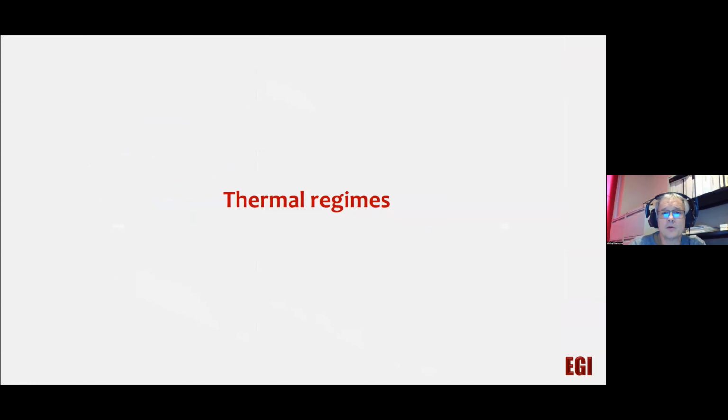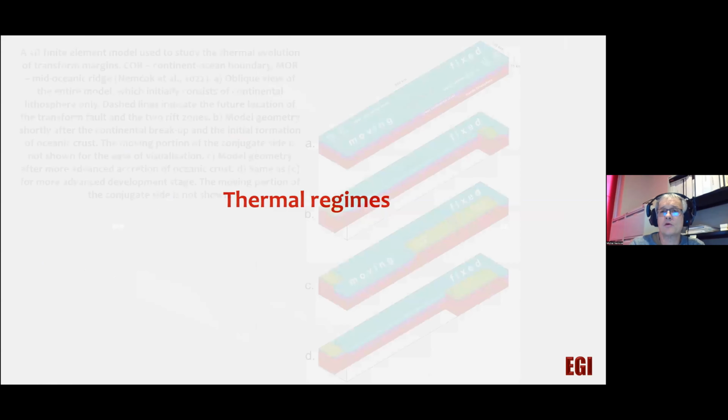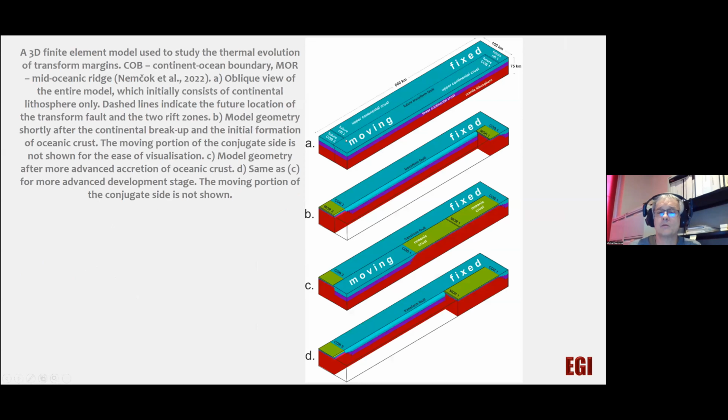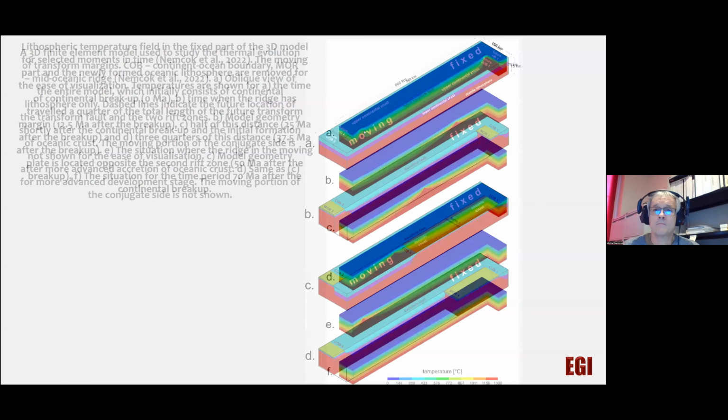And to wrap up, I have probably two slides on thermal regimes. So this would be the model. Continental transform, two rift zones. They would eventually undergo breakup and the spreading center would laterally migrate. And this would be the thermal effect.